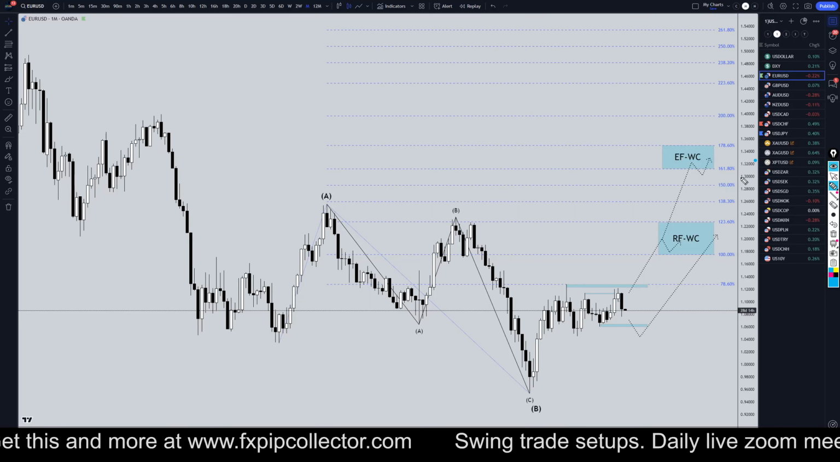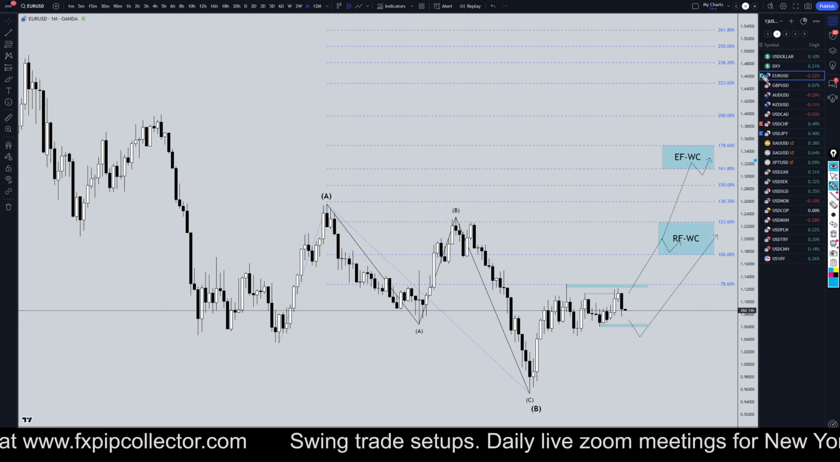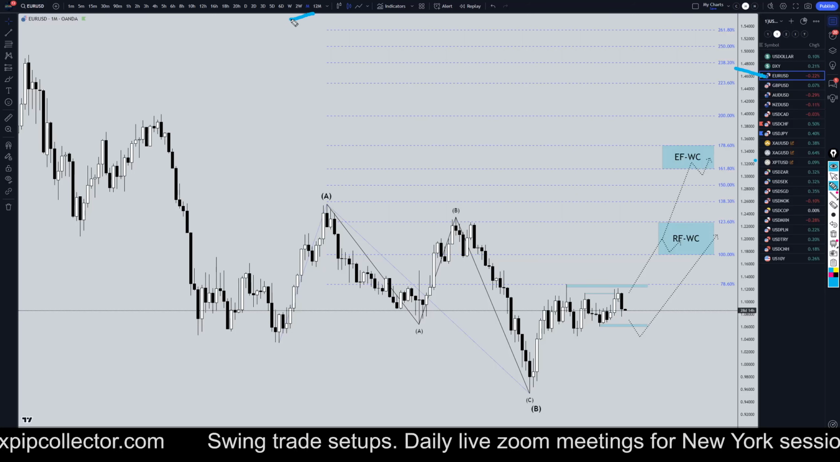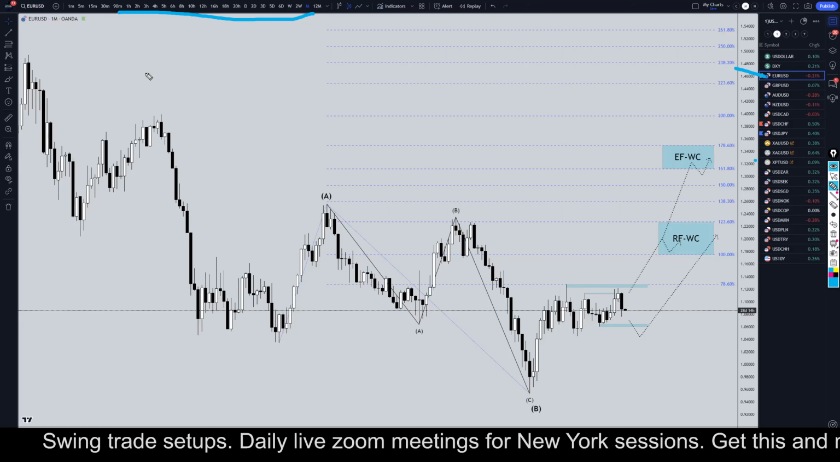Today is Friday, November 1st, and I'm going to be analyzing the Euro US dollar starting on the monthly, working my way all the way down to the 1 hour time frame for the full top down analysis.